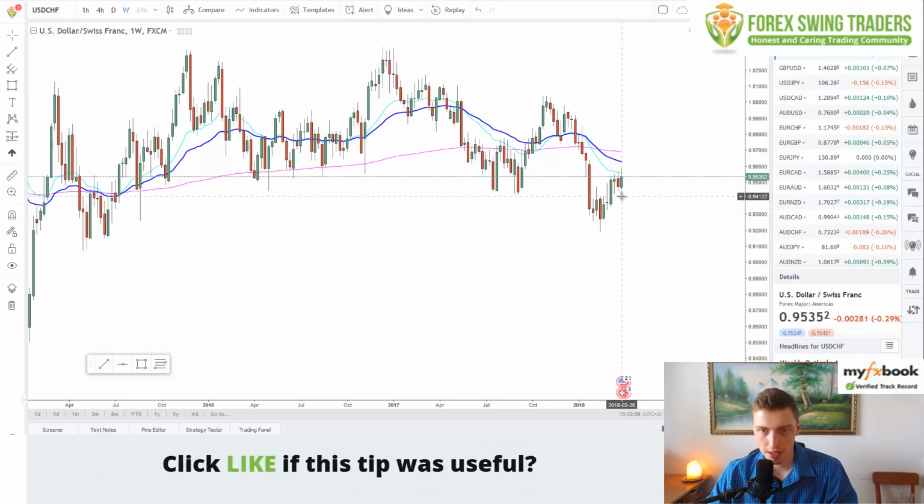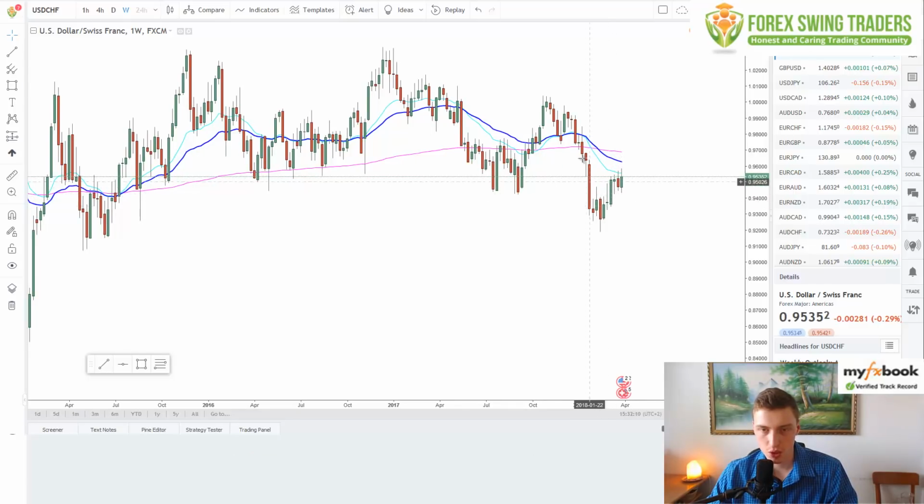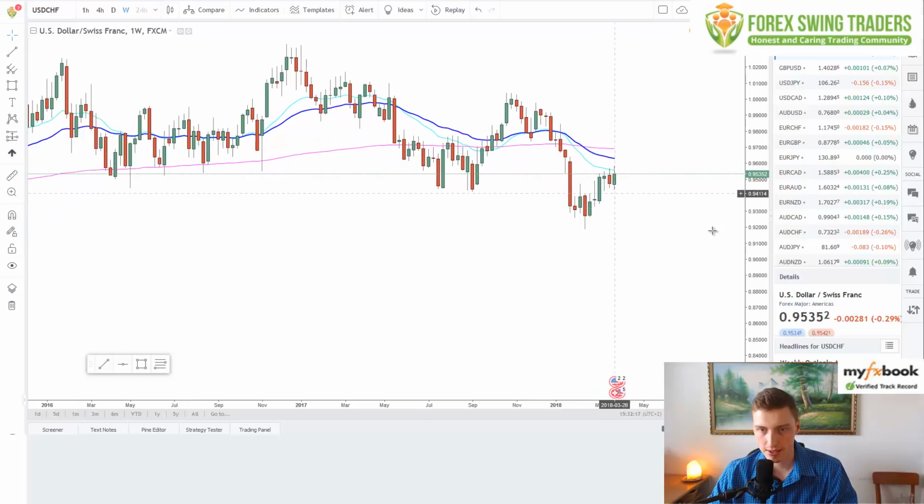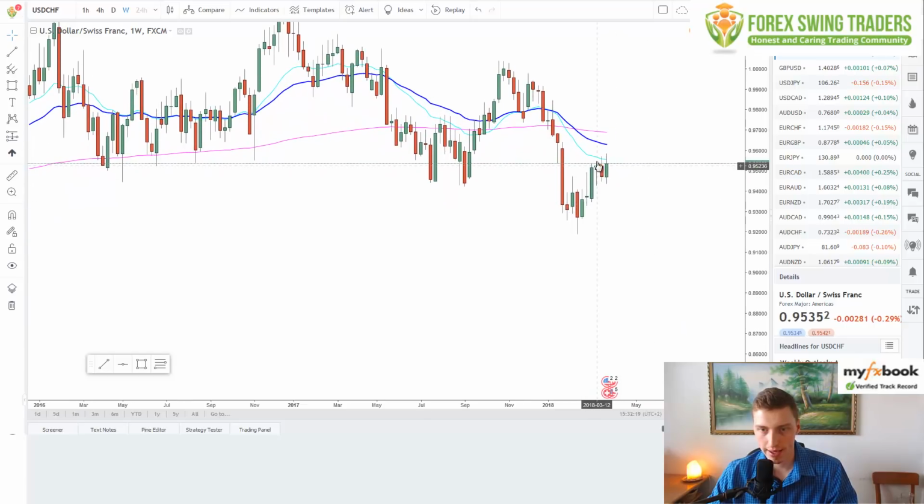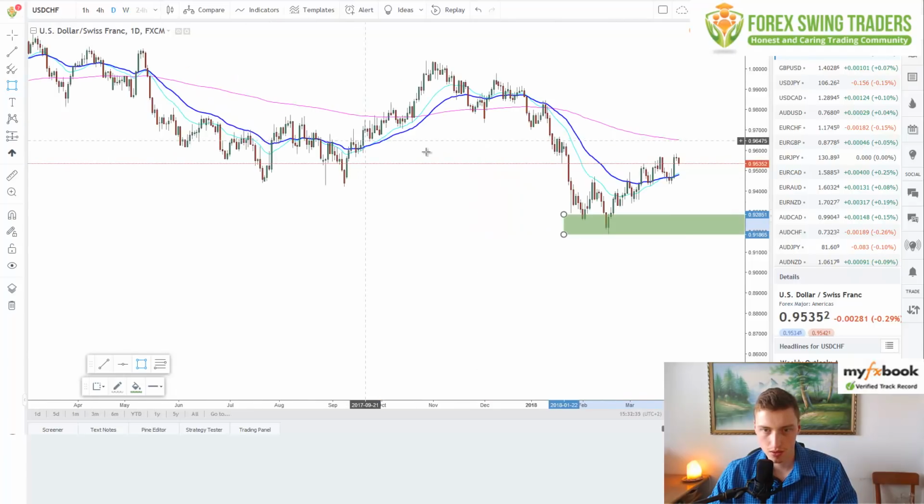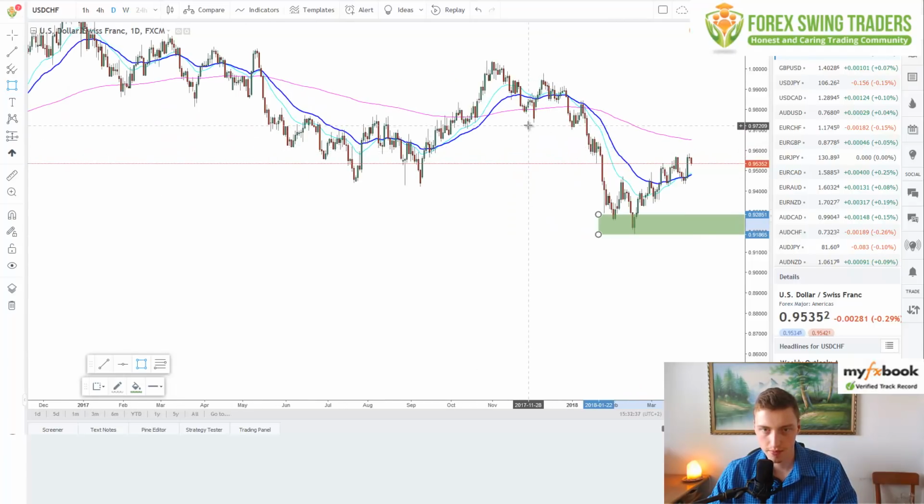Anyway, on a USD Swiss weekly time frame it looks pretty bearish right now. This is impulse leg and retracement, and right now there's nothing major going on. But the next structures are, of course, this one, this is the low. And we will have to go on a daily time frame to spot cleaner structures. The next structure you can see is right here.